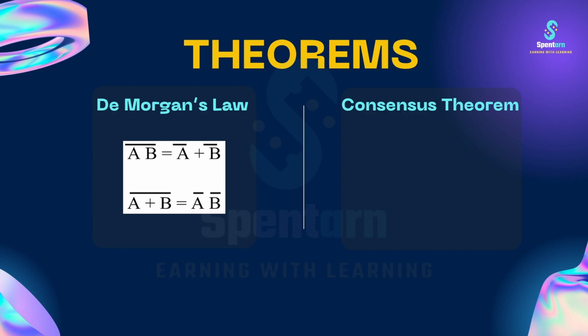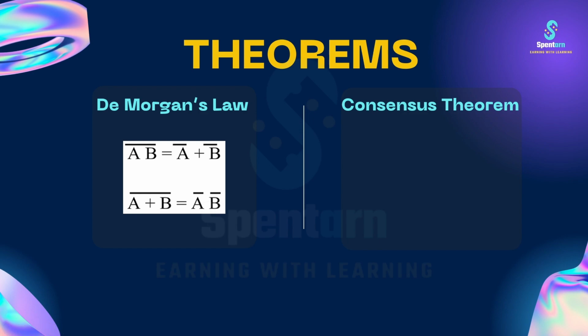So this is De Morgan's law. If I use (A into B) to the whole bar, it can be solved as A bar plus B bar. We can write it down like this. Now if we have (A plus B) to the whole bar, we can write it as A bar into B bar, right? There is no hard and fast rule, just remember these things.